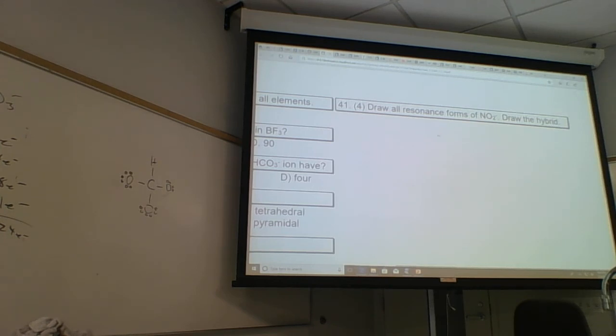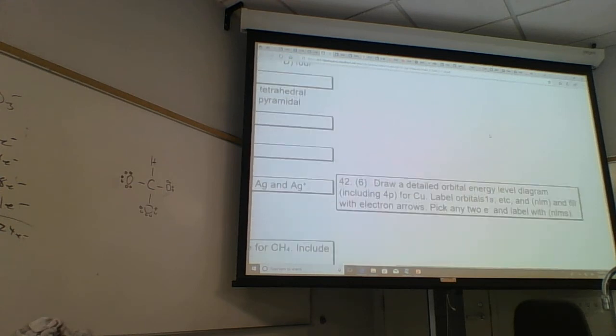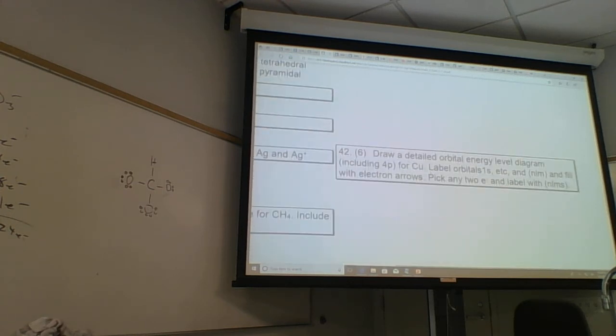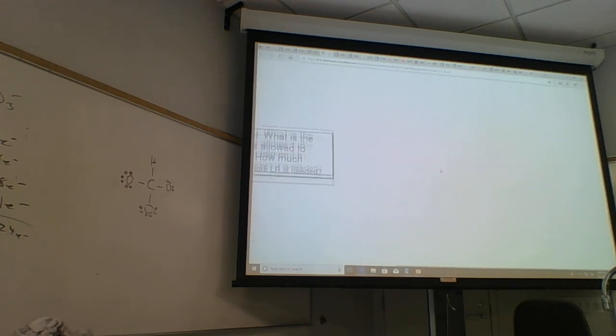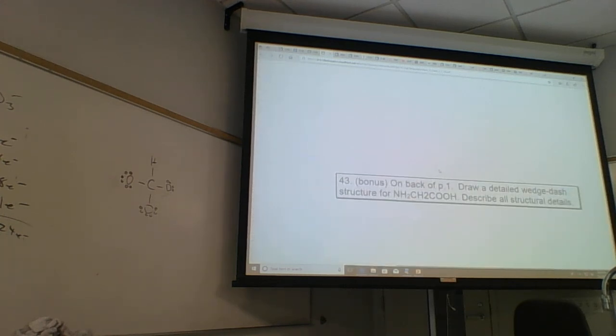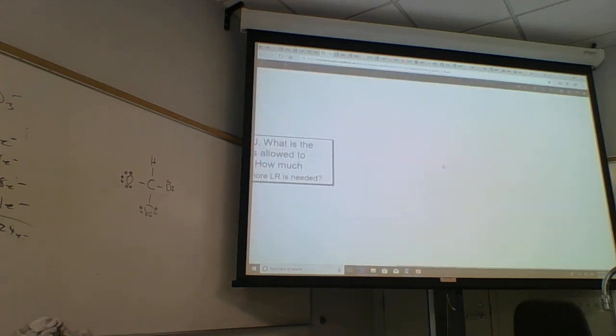41, draw resonance forms of nitrite. Draw the hybrid. We aren't doing the hybrid. 42, draw detailed orbital energy level diagram for copper. We already did that. I did that in class. You should have that in your notes. 43, detailed wedge dash. We aren't doing that. Well, if you have some answers you want to check, you can post it on Piazza.